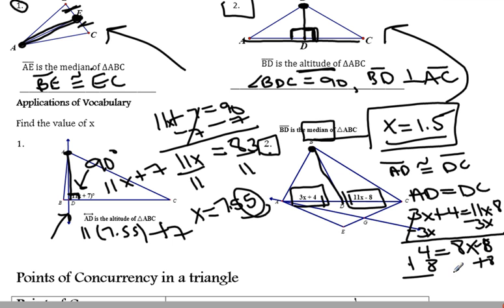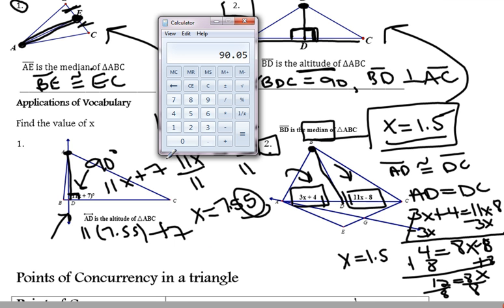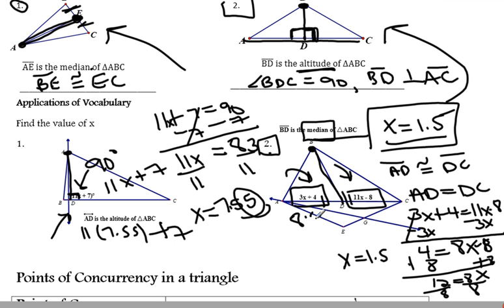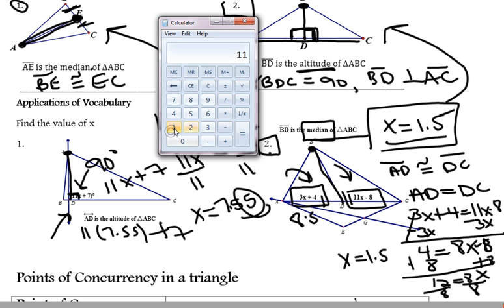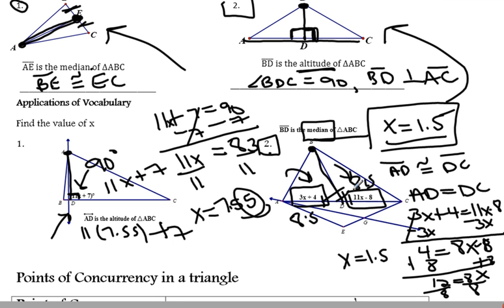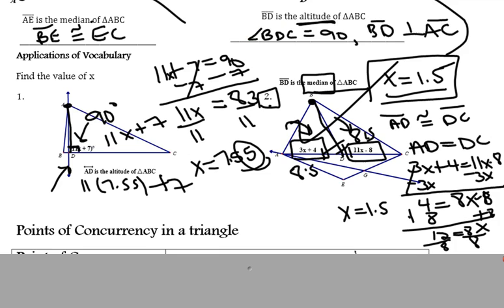I'm going to add 8 to both sides. I'm going to get 12 equals 8x, divide by 8. So I get x equals 1.5. Plug that into here and here. 3 times 1.5 plus 4 equals 8.5. And 11 times 1.5 minus 8 equals 8.5. So because these equaled each other when I substituted my x in, that means I know I did it right.